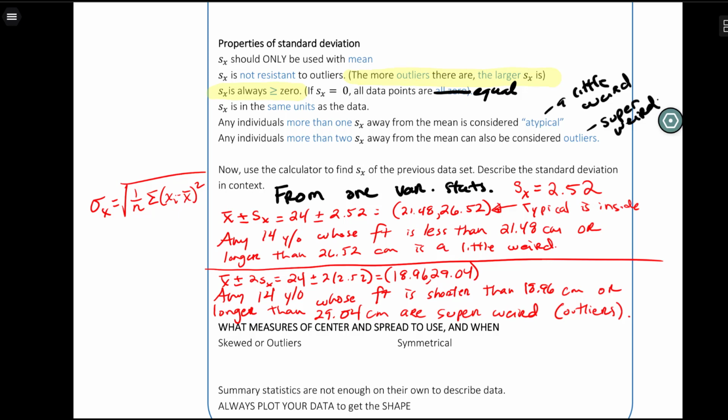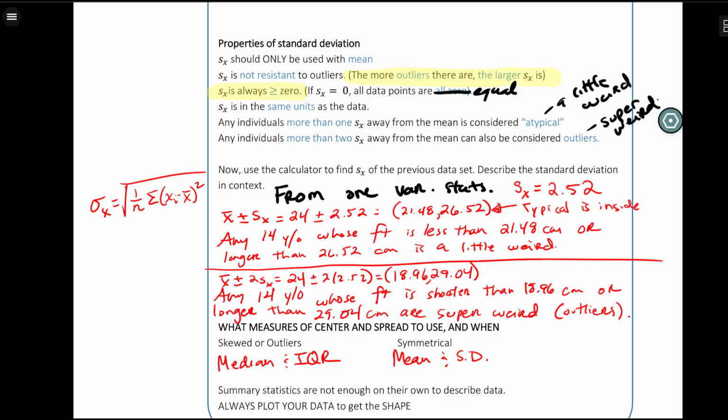All right, so let's wrap up with the last little bits of reminders from last time. What measures of center and spread to use when: with skew and outliers, because we know the standard deviation is going to be influenced heavily by outliers, this is when you want to use your median and IQR. And for any symmetrical distributions, that's when it's more appropriate to use mean and standard deviation.